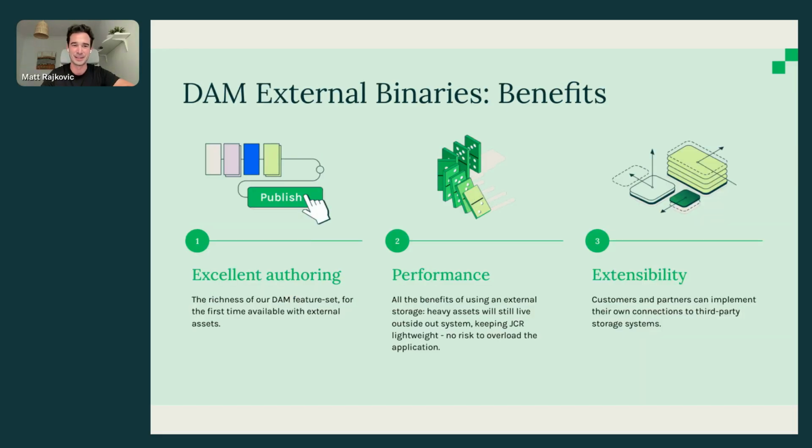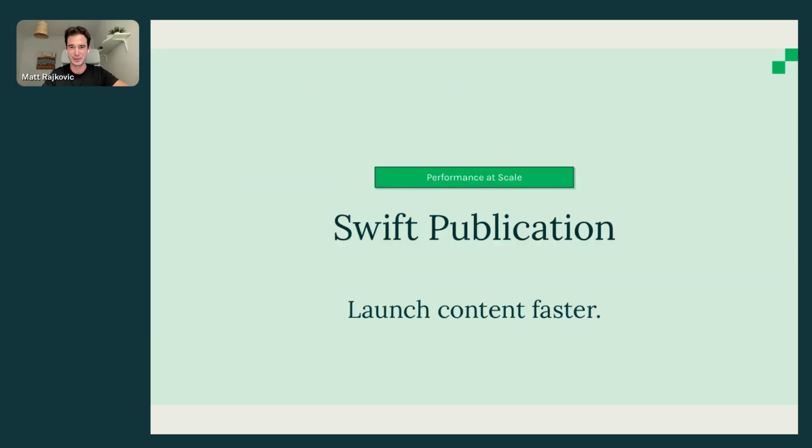What kind of benefits does it bring? There is an excellent authoring experience, because the external DAM blends very well with the out-of-the-box functionalities of the native DAM application. Second, there are improvements to performance. And last but not least, like I mentioned, it's extensible, meaning that if you want to use a different storage, you are very much welcome to follow the guide to get it done. So this improves the speed of processing and using assets. Second one on the line is Swift publication, which increases the speed of publication and lets you launch content faster.